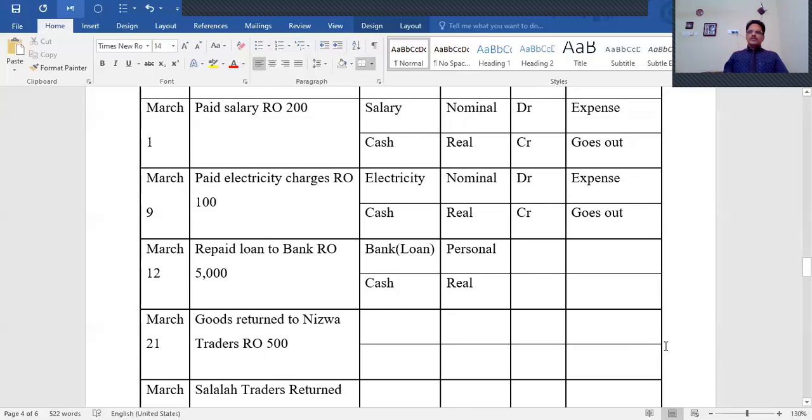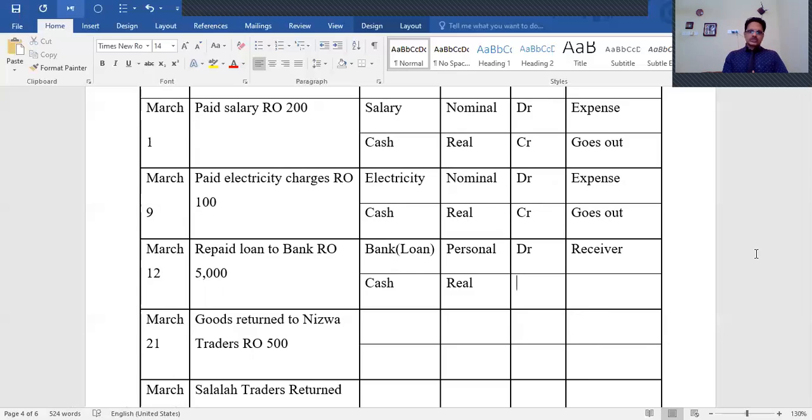Now for a personal account, when you repay the loan to the bank, the personal account rule is debit the receiver, credit the giver. When you take a loan from the bank, the bank is the giver. Here when you repay the loan to the bank, repayment is made, the bank is the receiver. So debit the receiver. So bank account or bank loan account, whatever, will be debited because the bank is the receiver according to the personal account rule.